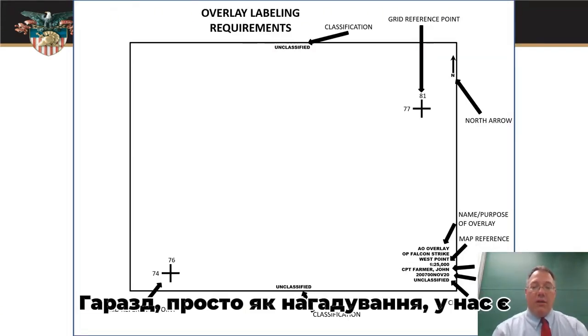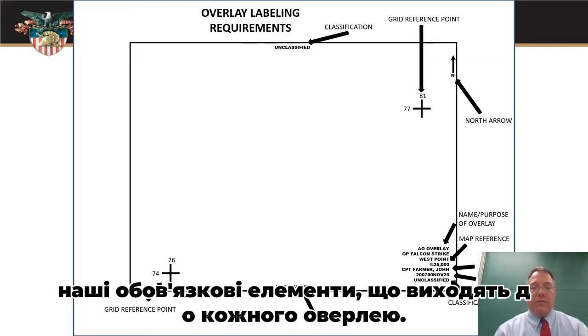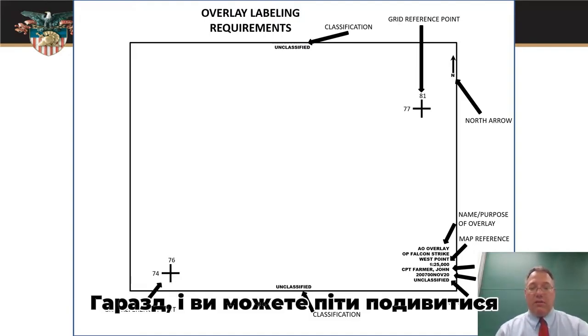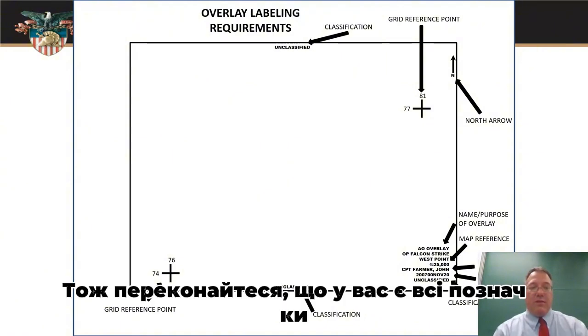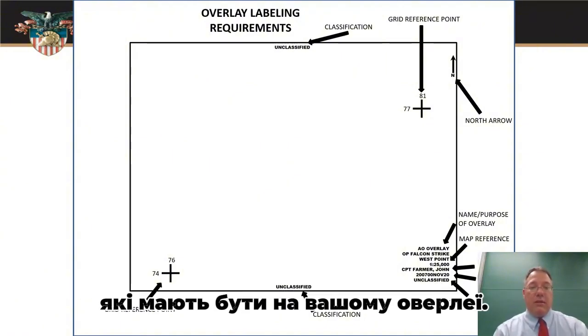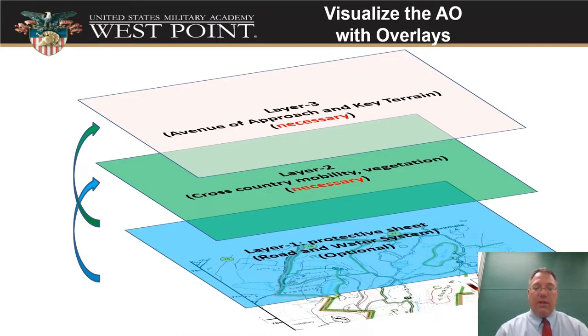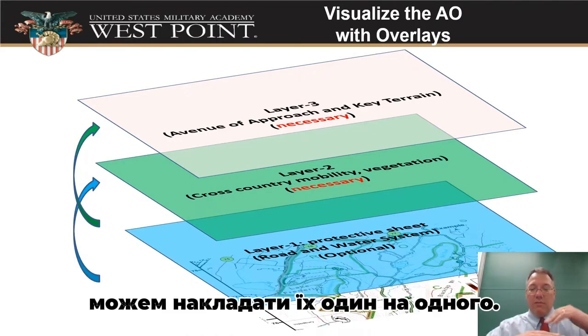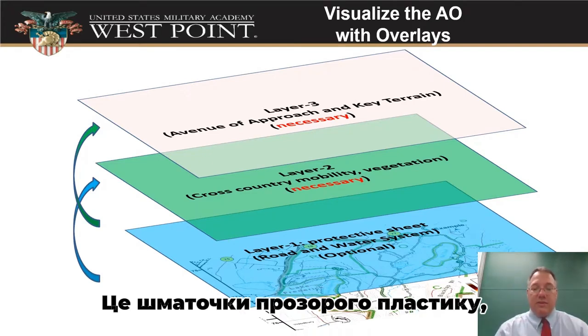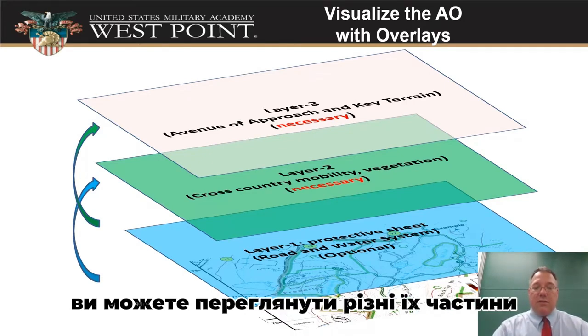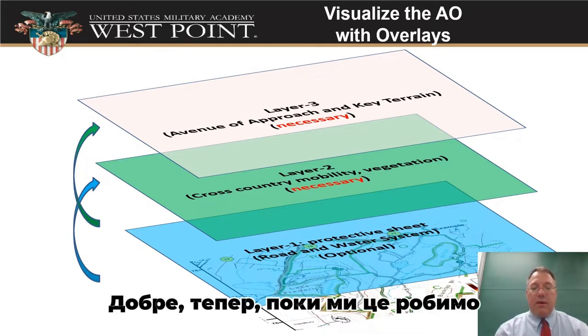Just as a reminder, we've got our mandatory items coming out of every overlay, and you can go see the other information on that. So make sure you've got all the markings that need to be on your overlay. The whole point of using overlays is we can lay them on top of each other. You get these pieces of clear plastic, so you can look at different pieces of it at a time.